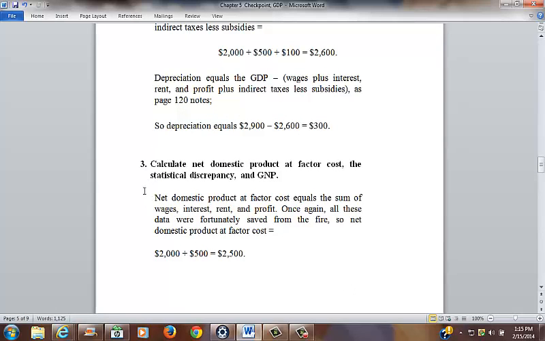Question 3: calculate net domestic product at factor cost, the statistical discrepancy, and GNP. Net domestic product at factor cost equals the sum of wages, interest, rent, and profit. Once again, all these data were fortunately saved from the fire, so net domestic product at factor cost equals 2,000 plus 500, or $2,500.